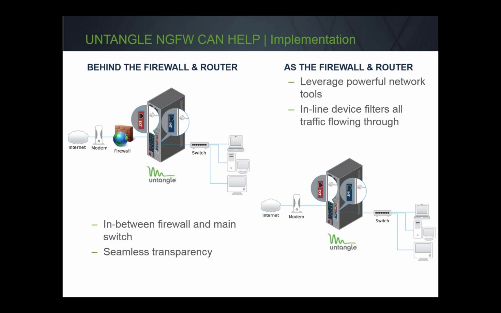On the right-hand side of the screen, you see what we call the router mode. And that's where you deploy Untangle inline so that all traffic is flowing through the Untangle device. Keep in mind that Untangle is not a proxy, it's an inline filter, so you'll want to make sure that all of your traffic is flowing through the Untangle in order for it to be filtered.